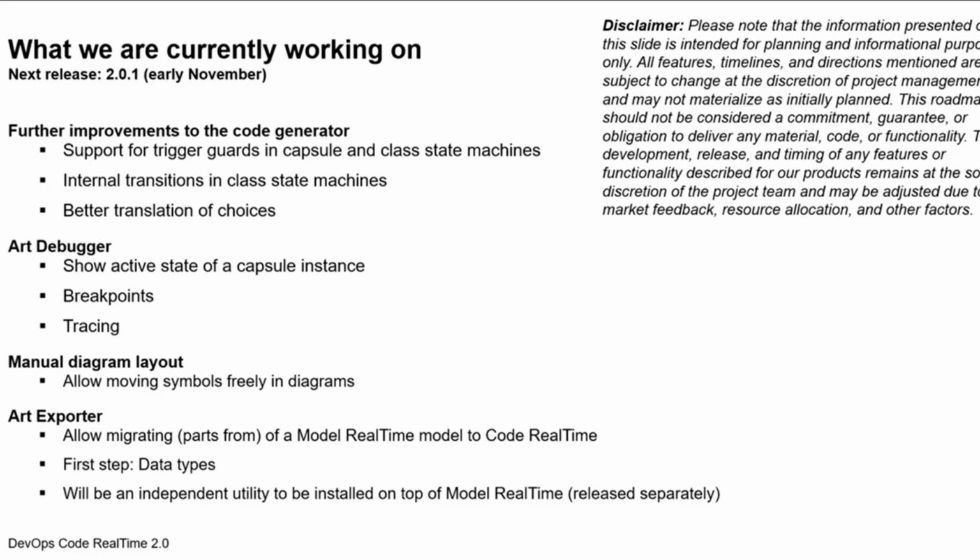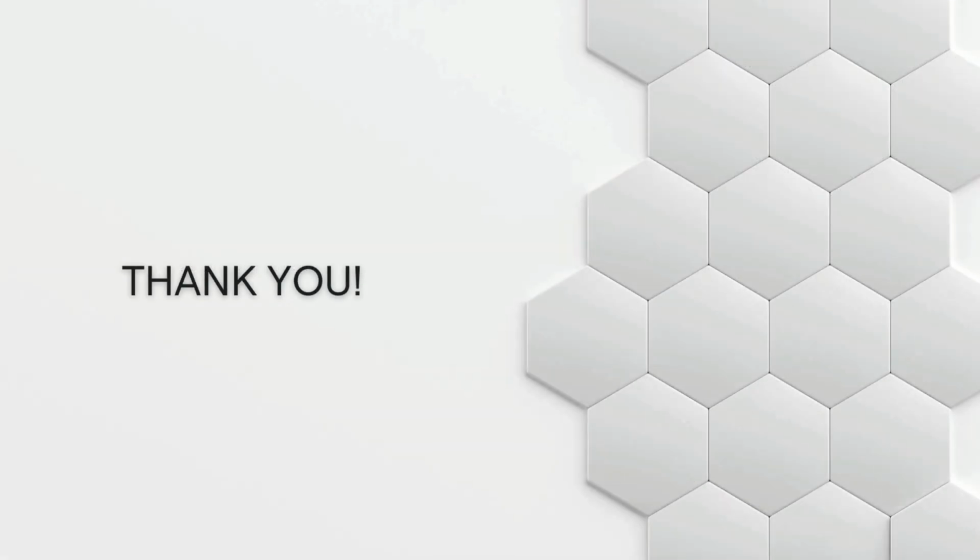And we have started with the data types as the first step. So if you have data types like classes, enums, type aliases and other things in your Model RealTime application, it's useful to be able to export them so that you can use them from your Code RealTime applications.